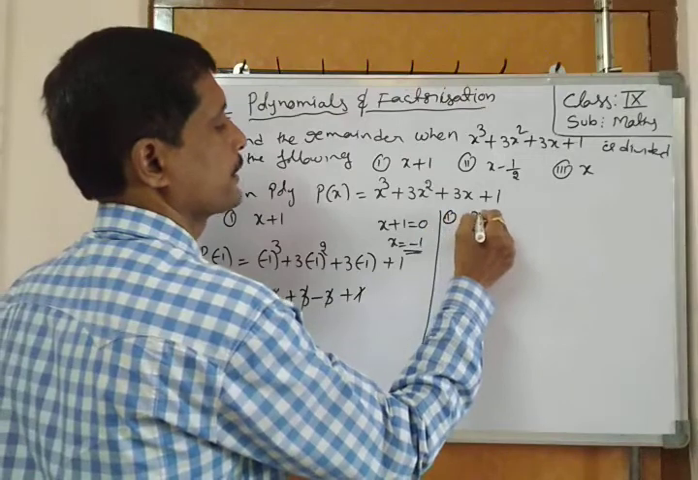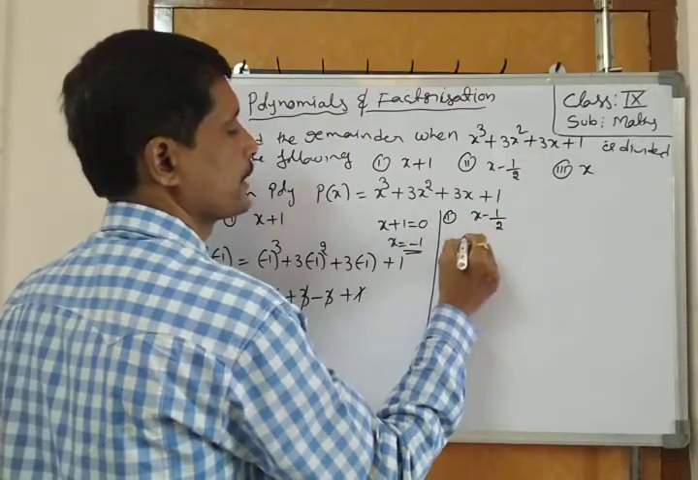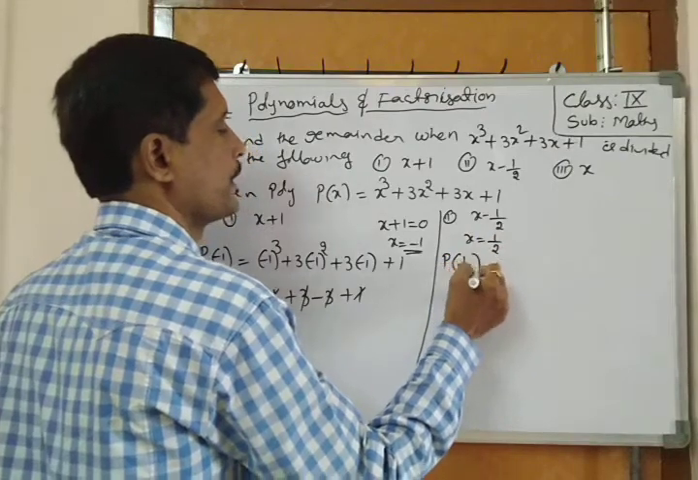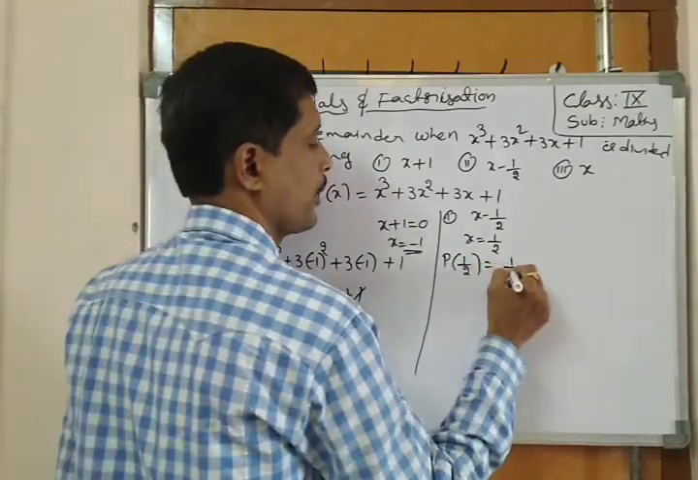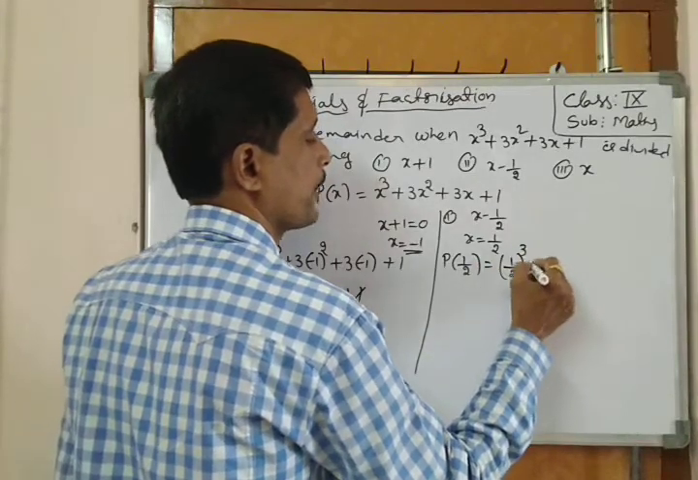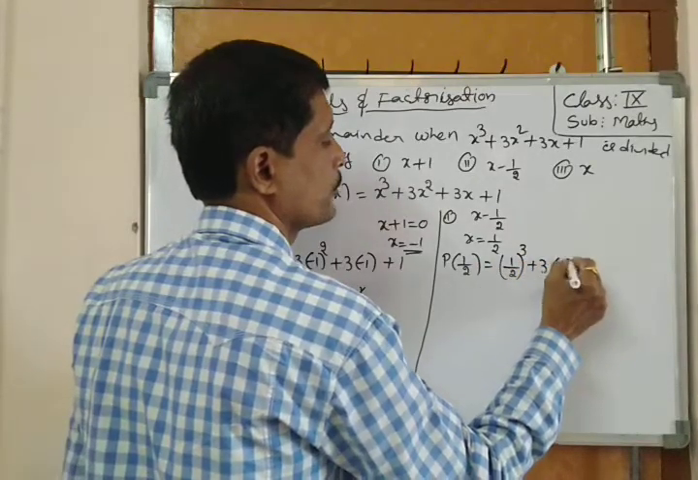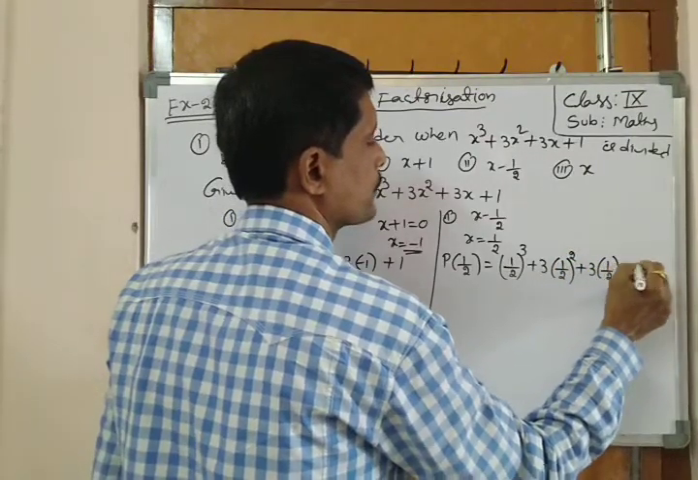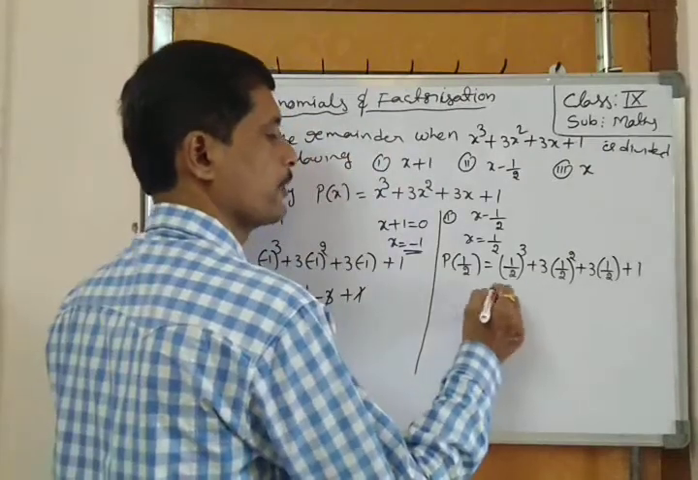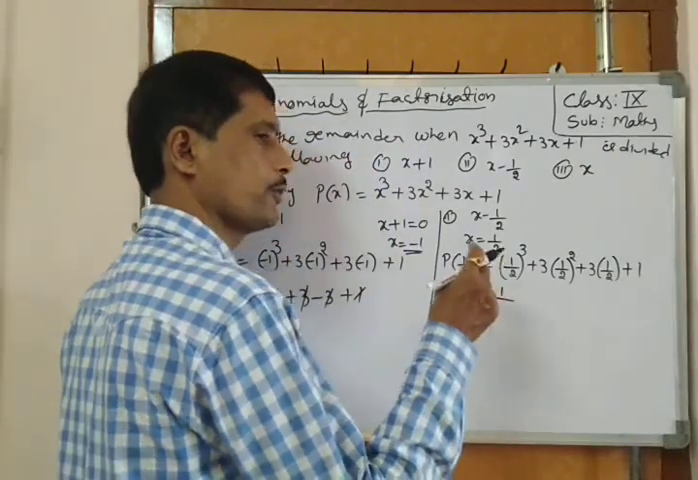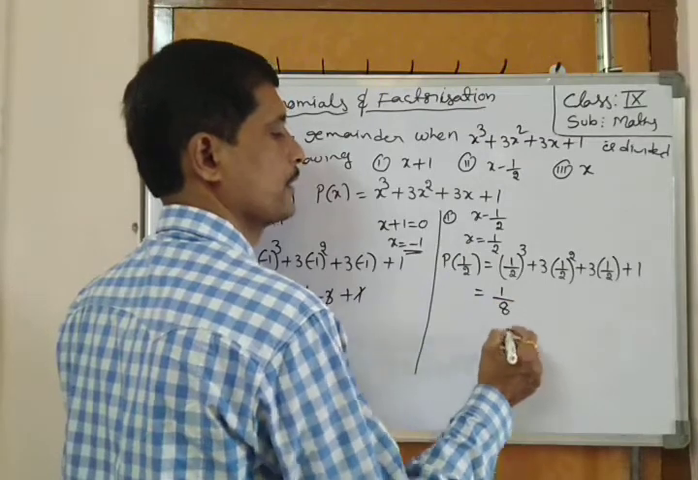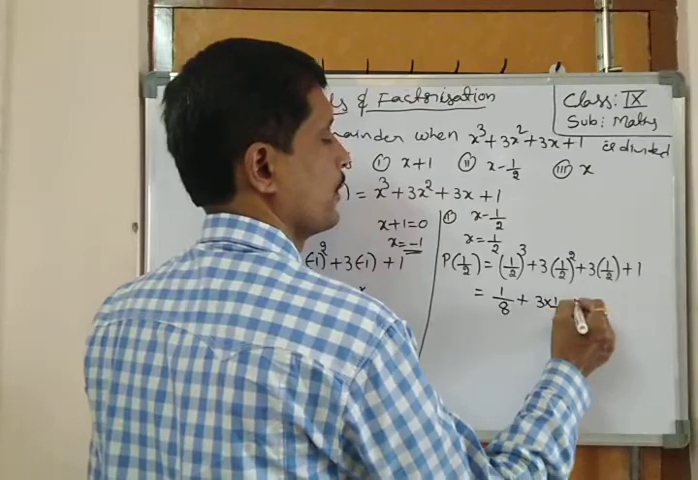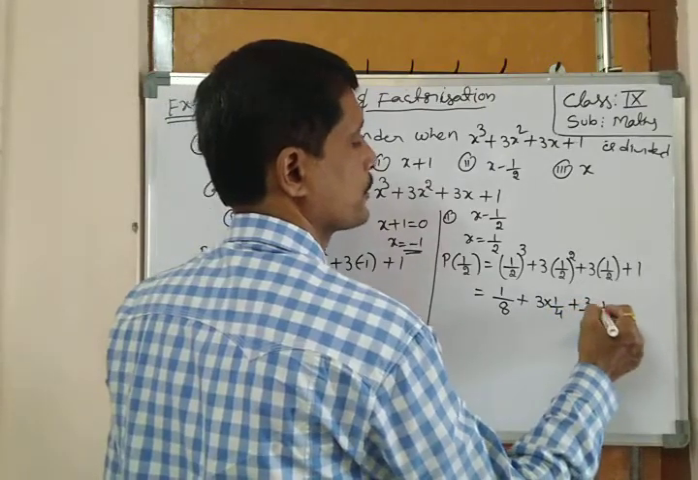Next is the second one. In this, x minus 1 by 2, therefore x equals 1 by 2 substitution. P of 1 by 2 equals 1 by 2 whole cube plus 3 into 1 by 2 whole square plus 3 into 1 by 2 plus 1. Here 1 by 2 whole cube is 1 by 2 into 2 into 2, therefore that is 1 by 8, plus 3 into 1 by 4, plus 3 by 2, plus 1.